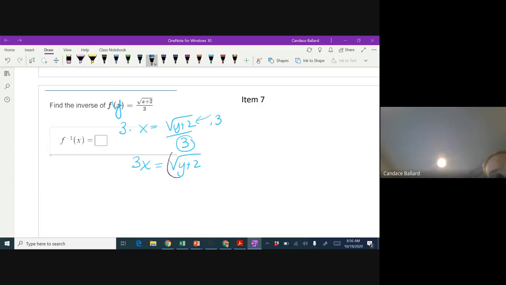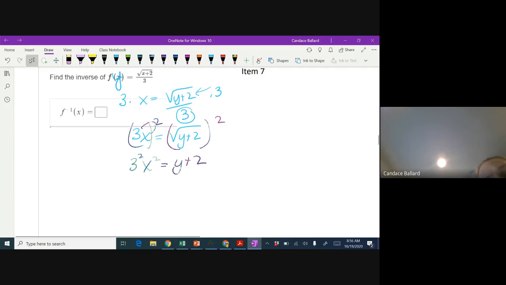To undo the square root, I have to square both sides. Notice I use parentheses on the left. This is kind of different than what we were doing earlier when we FOILed. This time I do distribute this. So I really have 3 squared x squared equals y plus 2, and 3 squared x squared would be 9x squared equals y plus 2. I could have probably done this in the same step. I'm going to subtract the 2 from the other side. So 9x squared minus 2 equals y.